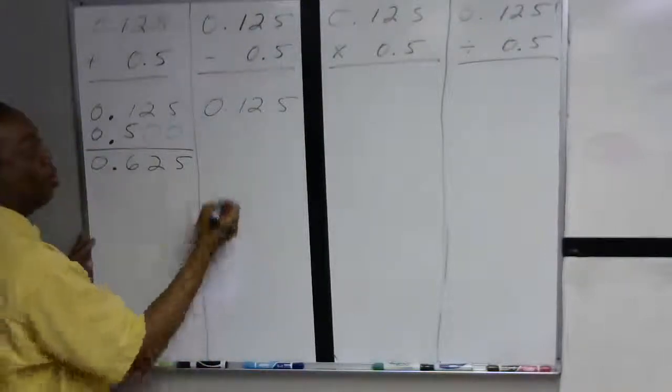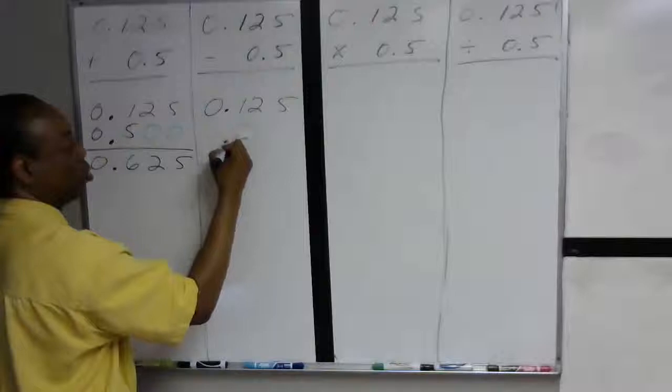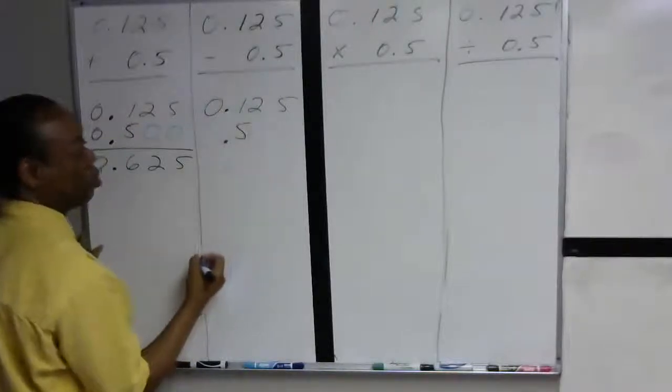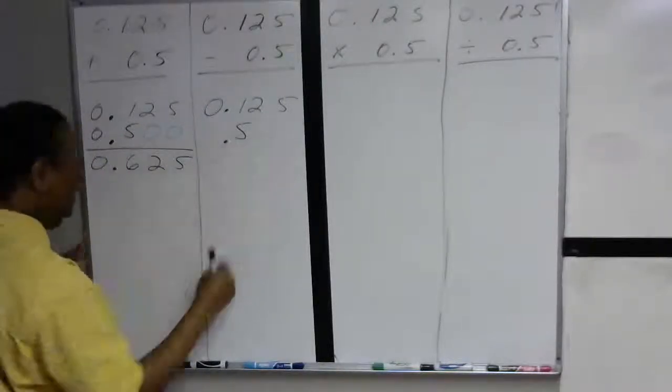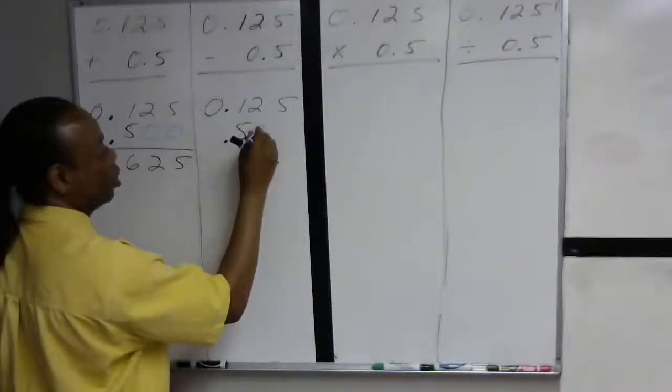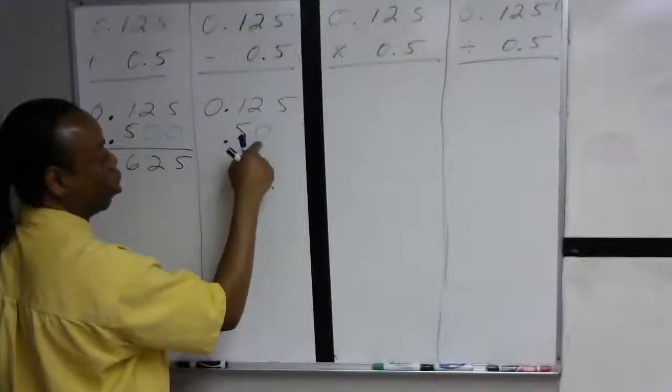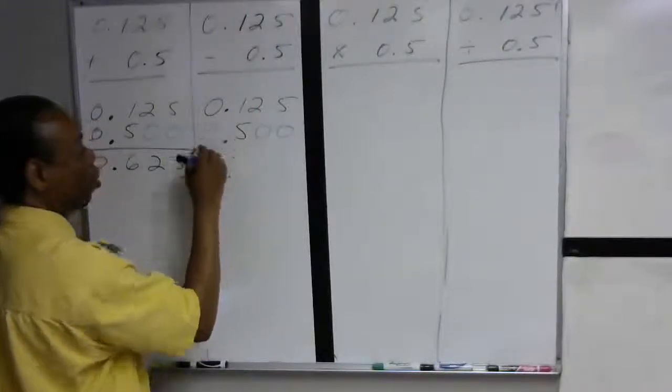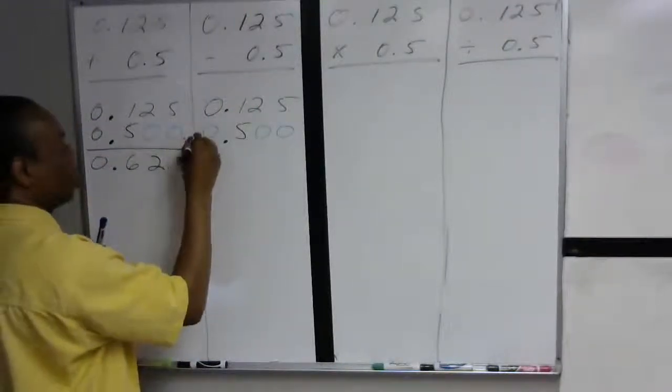Okay, I want to line up my decimals. 5 goes here. And then I'll replace all my empty spaces with zeros. So here there are no tenths. There are no hundredths. There are no thousandths. There are no ones here. And now we're going to subtract.